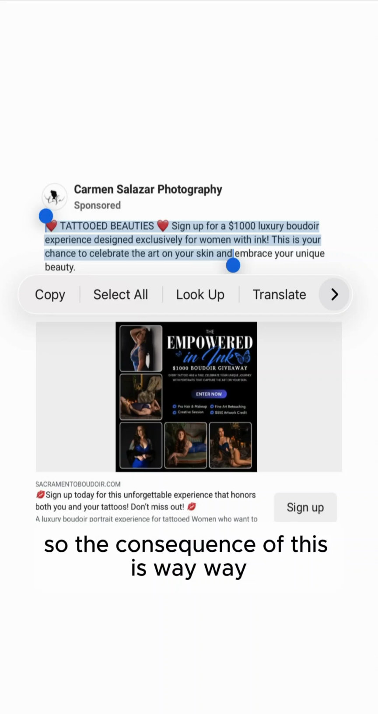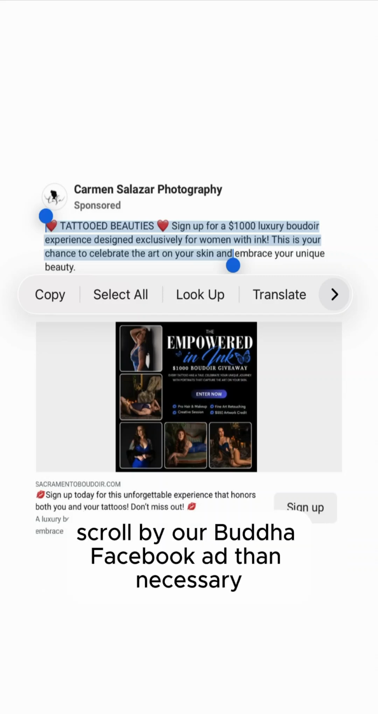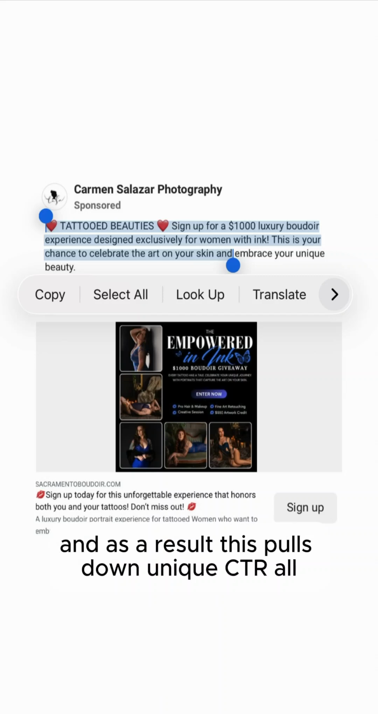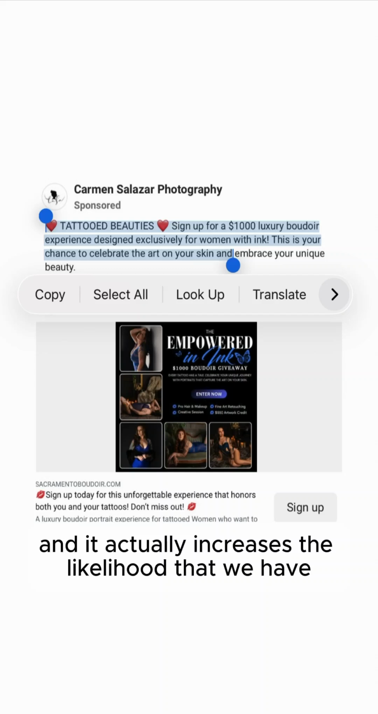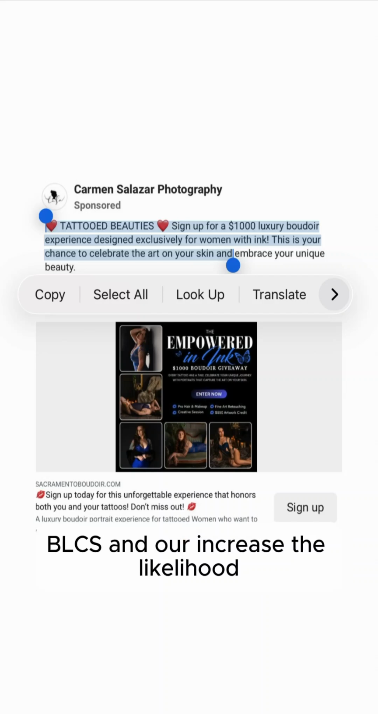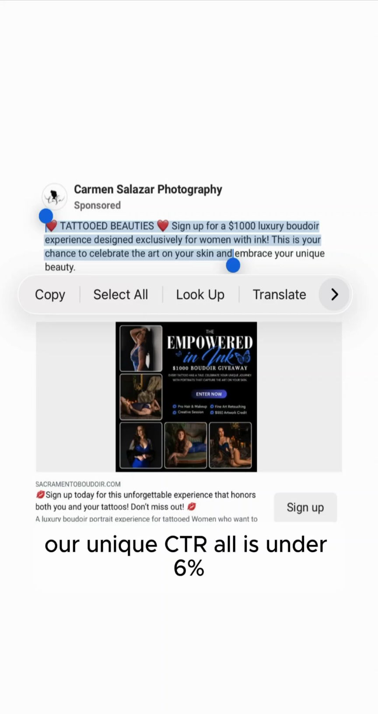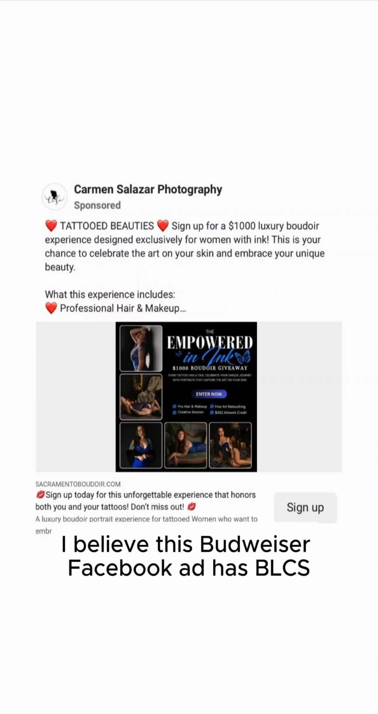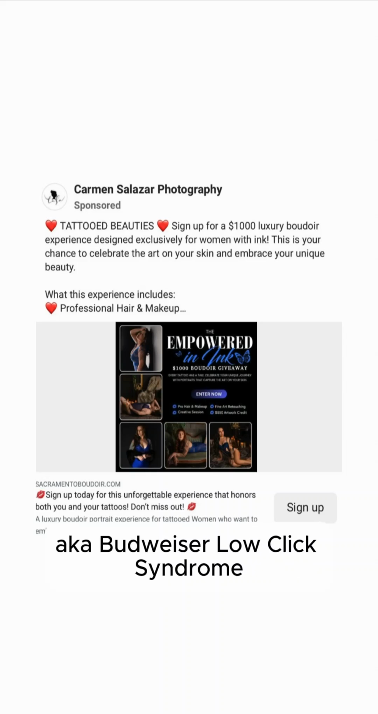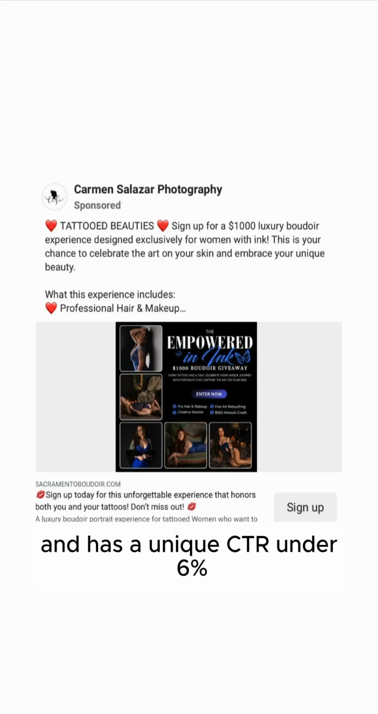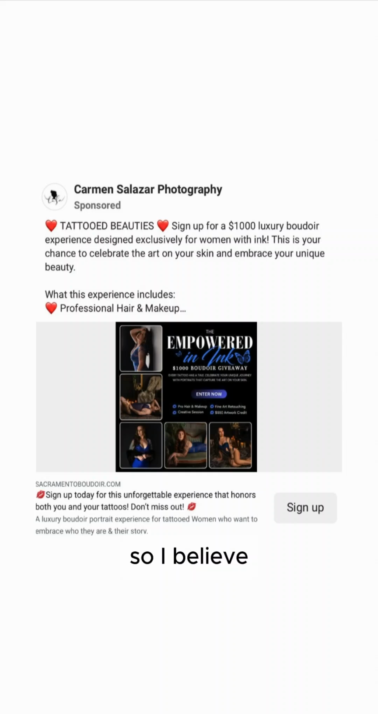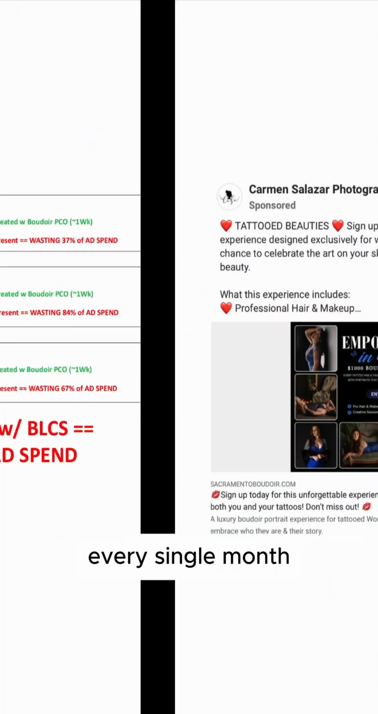So the consequence of this is way more women scroll by our Boudoir Facebook ad than necessary. And as a result, this pulls down unique CTRL, and it actually increases the likelihood that we have BLCS and increases the likelihood our unique CTRL is under 6%. So the diagnosis is yes, I believe this Boudoir Facebook ad has BLCS, aka Boudoir low click syndrome, and has a unique CTRL under 6%. So approximately half its ad spend is being wasted every single month.